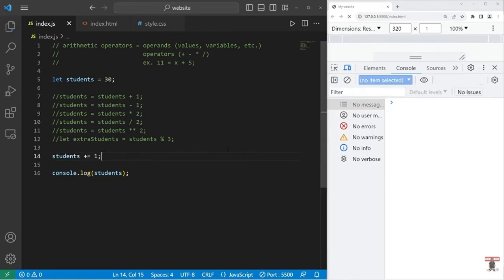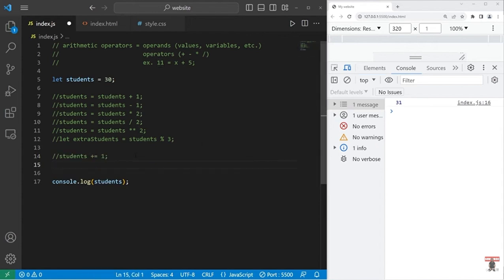There is a shortcut for writing these expressions because it can be kind of tedious to write the variable name twice. So let's set students back to 30. I will console log students. We'll use what is known as augmented assignment operators. To increase students by a number, if we're reassigning it, we can say students plus equals 1, or some other number. Students is now 31. If I were to change 1 to be 2, it's now 32 and 33.